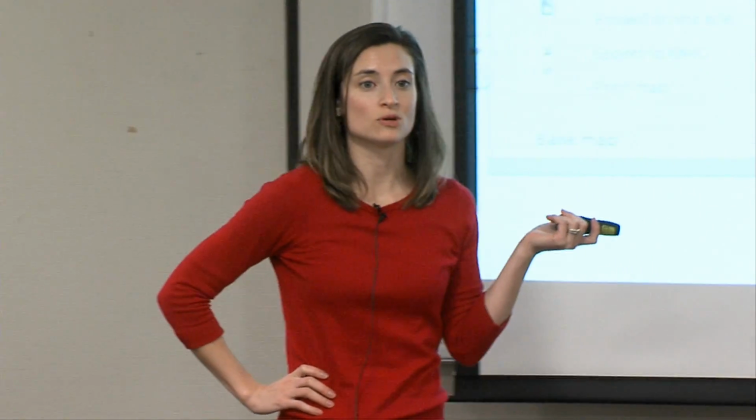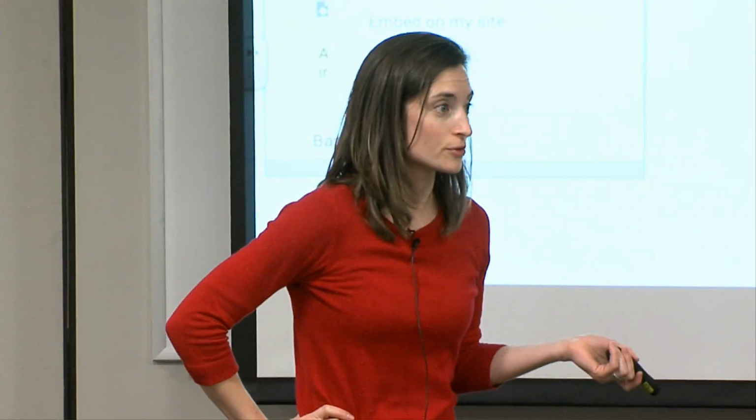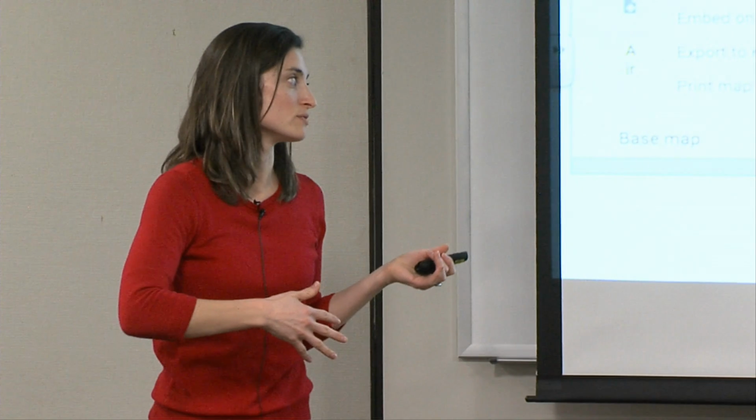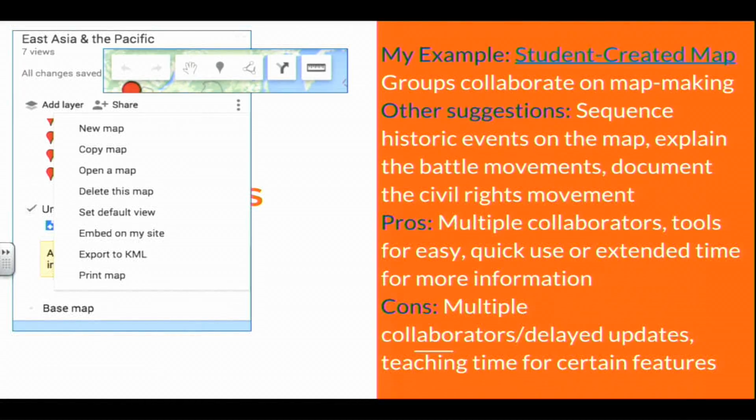Let's see, quick use or extended time for more information. You can keep it really simple by just having them label different points, and that's it. Or you could go a lot further, and you can export information from outside sources. As I said, you could do the different layers. You can go as far or as simple as you want to on this. The cons, multiple collaborators, you do have to refresh every so often for things to show up. It's not quite as smooth as something like Google Docs or Slides, I'll tell you that. That's with the delayed updates. And then, of course, the teaching time for certain features. If you're going to go further, expect to take some teaching time. If you're just going to do the quick markers, it doesn't take too much teaching time.